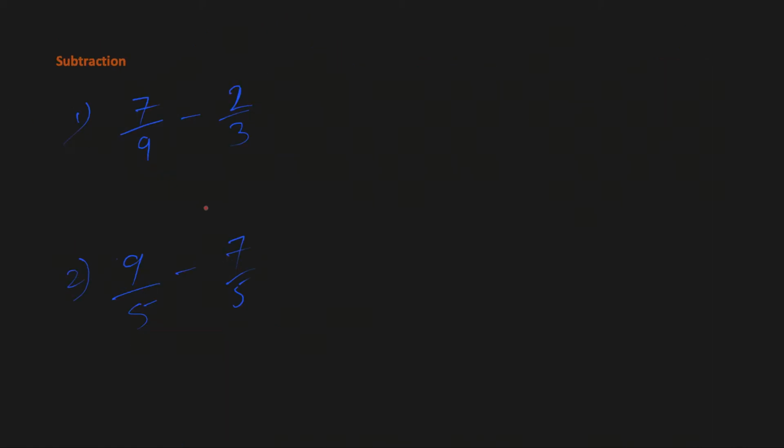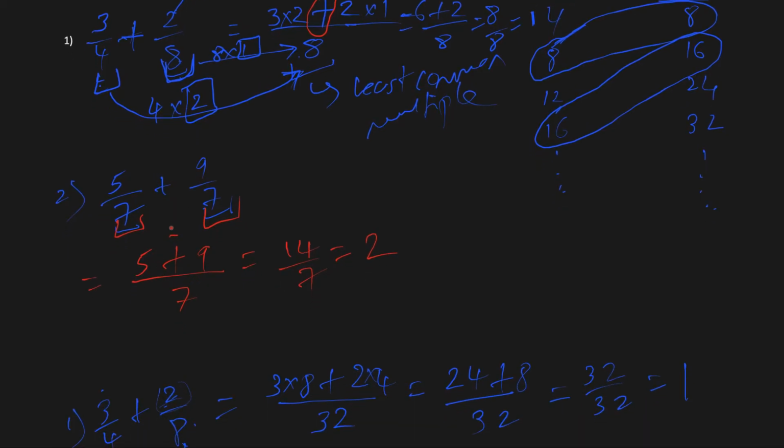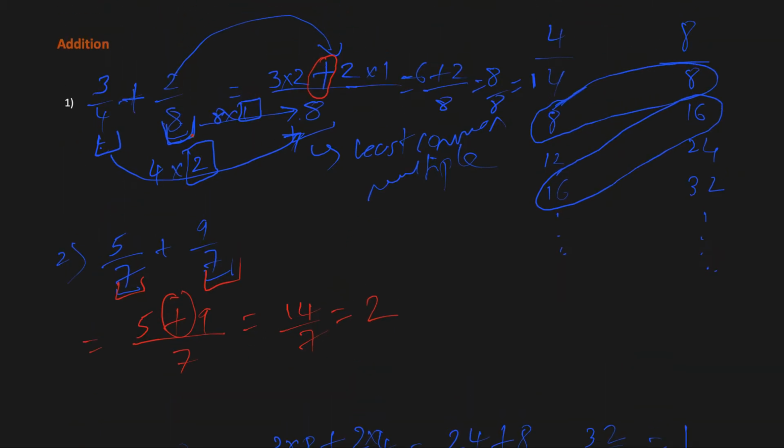Let's look at the other operation, which is subtraction. Now, no matter addition or subtraction, the way of figuring out the denominator remains the same. The only thing that will differ between addition and subtraction is the sign. Everything else will remain the same as is. It's just that the sign will change to minus, but all other concepts remain the same.